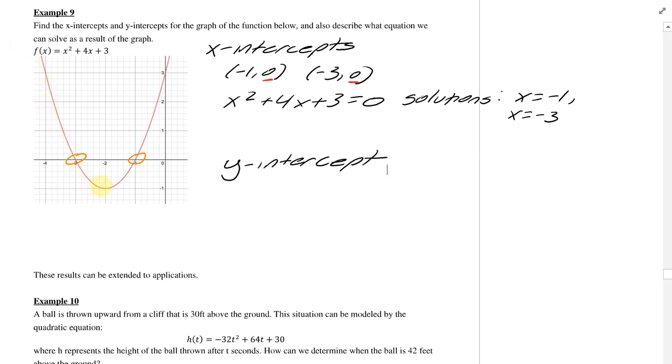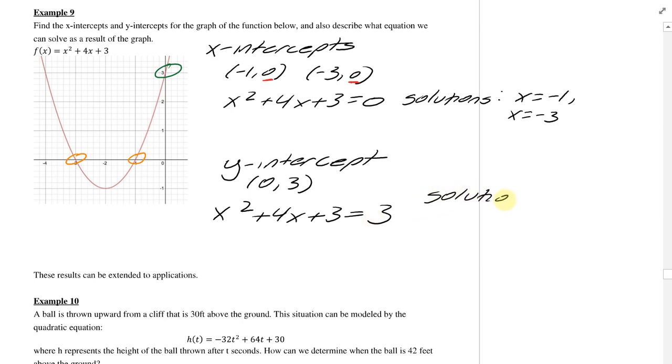Okay, so as I'm following along this graph, here's my y-axis. Here's where my y-intercept is. So my y-intercept is the point 0, 3. The equation I can solve from this is taking this and setting it equal to the y-coordinate. So one way I can interpret this is I can set my equation equal to 3, and then I can say that a solution to this would be x equals 0.